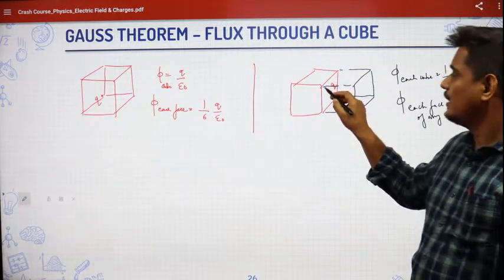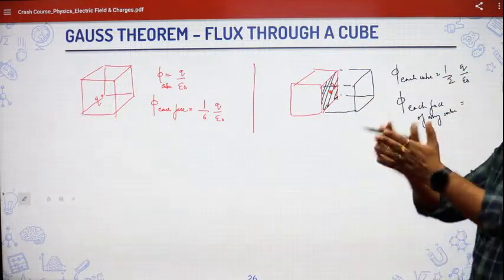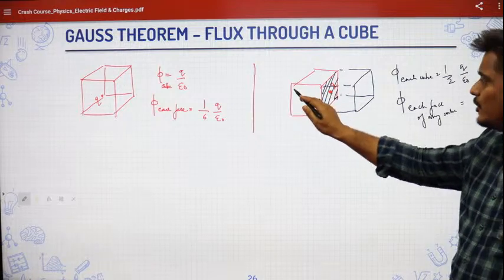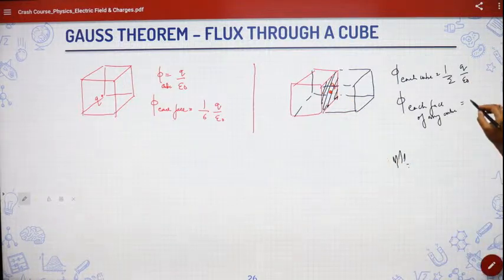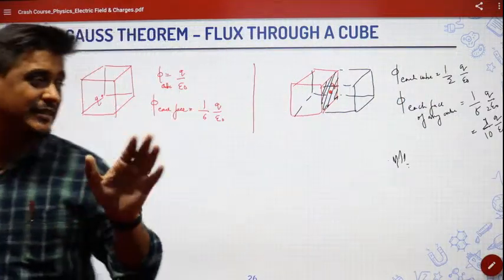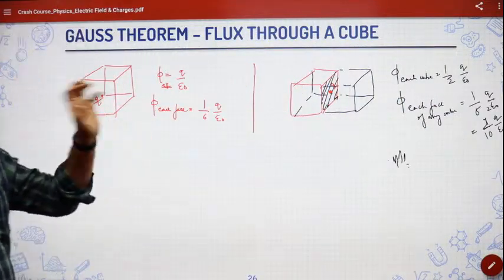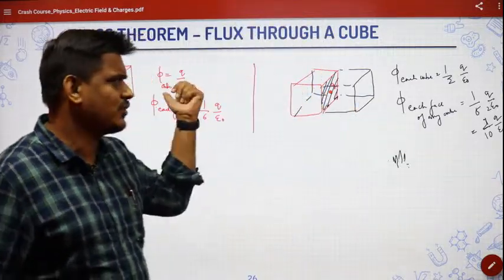See what will happen. The face through which the cubes are touching will be neglected because that's not participating. From there only charge is coming out. So in one cube, how many faces are left? Out of 6, if 1 is removed, 5 are left. So it will be 1 by 5th of the total, Q by 2 epsilon naught. So it will be 1 by 10 Q by epsilon naught. So remember that if you have the charge present on one of the faces of the cube, then the flux through each cube will be Q by 2 epsilon naught, same as that last question, the conical flask.